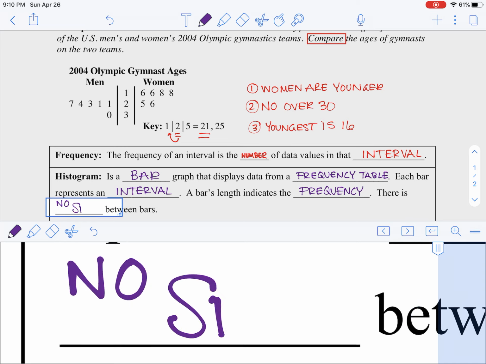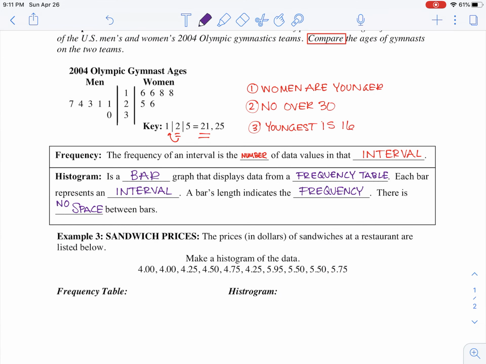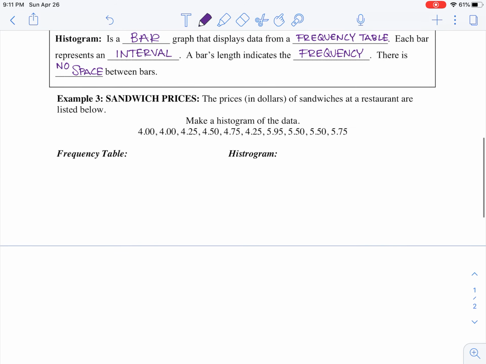One of the biggest pieces about this bar graph is that there is no space between the bars. When you create a histogram, the only reason there would be a space is if one of the intervals doesn't have any values in it. Other than that, the bars should be right up next to each other.